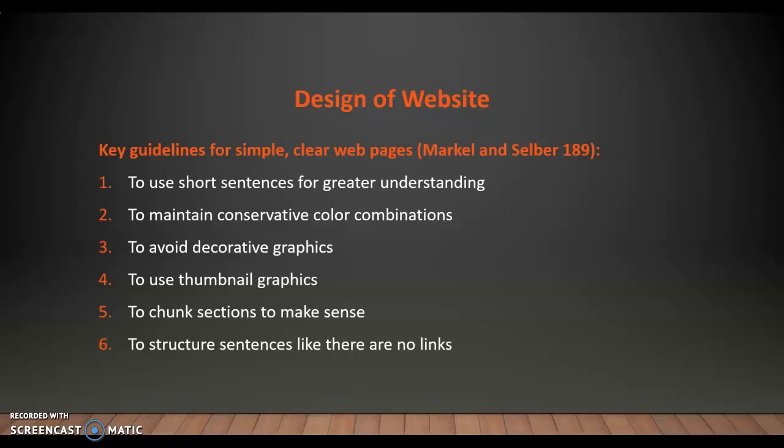So there were a few key guidelines for simple, clear web pages that I followed. And this is pulled directly from Markel and Silber themselves. These were the biggest guidelines that I followed when I was pulling together my information. So to go down the guidelines: use short sentences for greater understanding, maintain conservative color combinations, avoid decorative graphics, use thumbnail graphics, chunk sections to make sense, and structure sentences like there are no links.